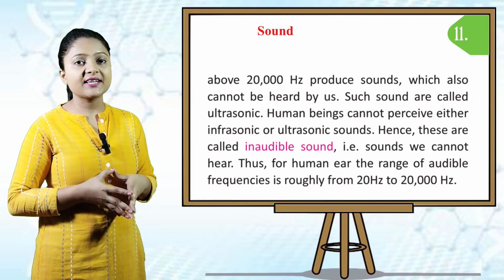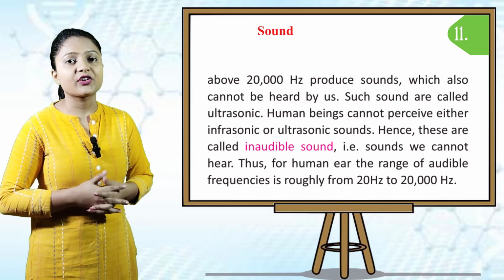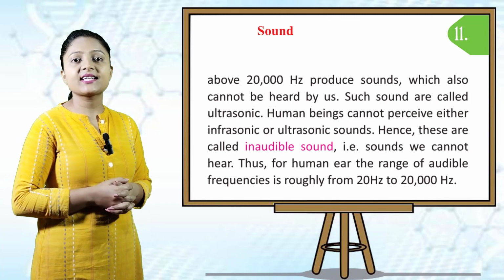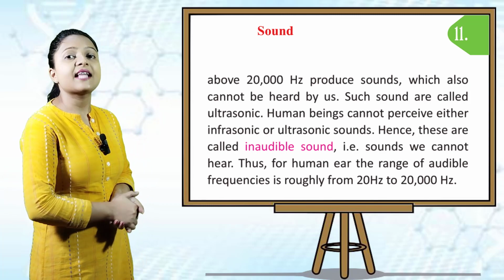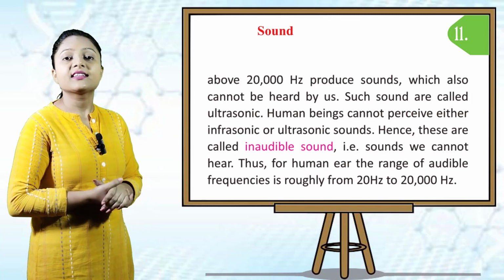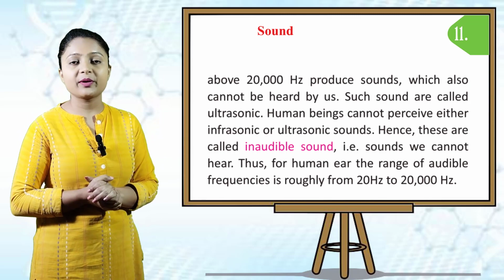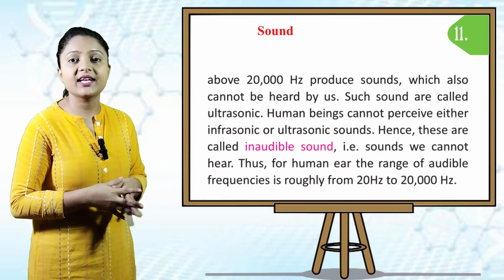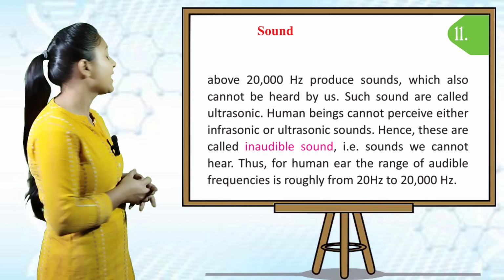Human beings cannot perceive either infrasonic or ultrasonic sounds. Hence, these are called inaudible sounds, that is, sounds we cannot hear. Thus, for the human ear, the range of audible frequencies is roughly between 20 Hz to 20,000 Hz.